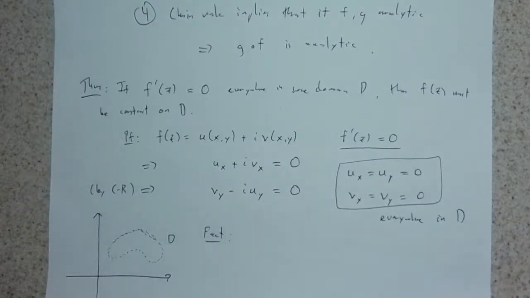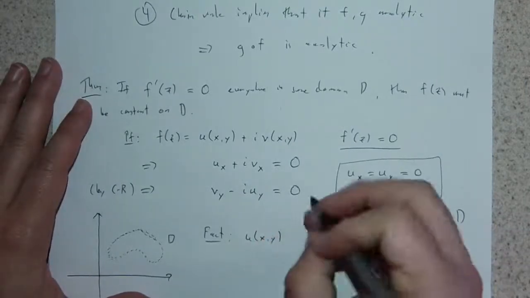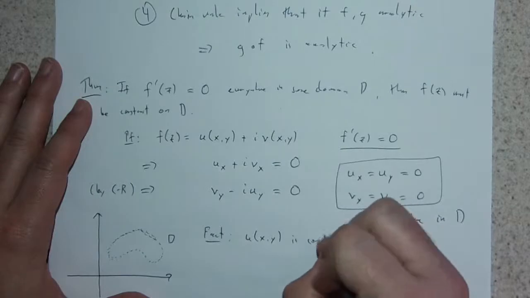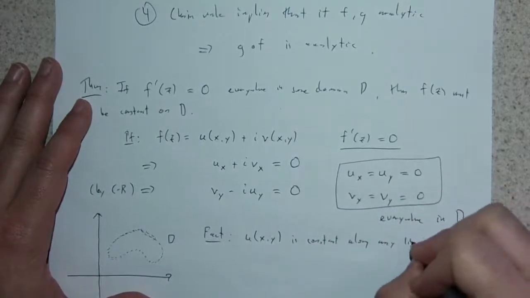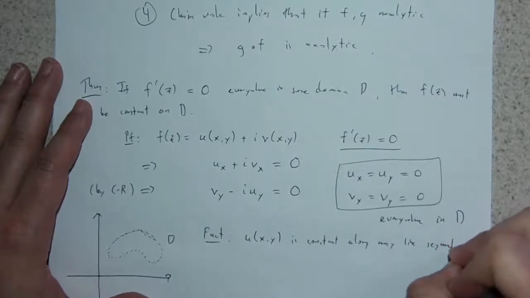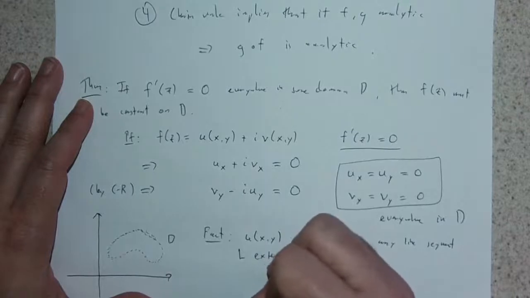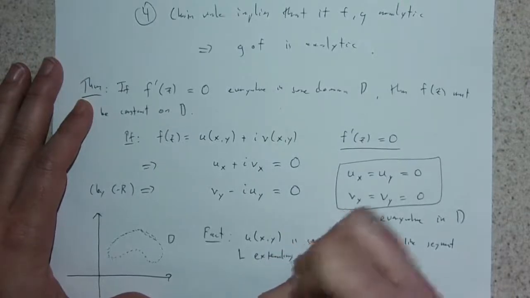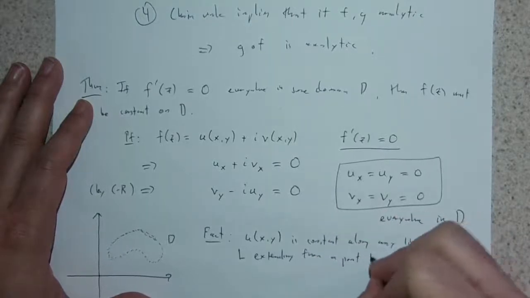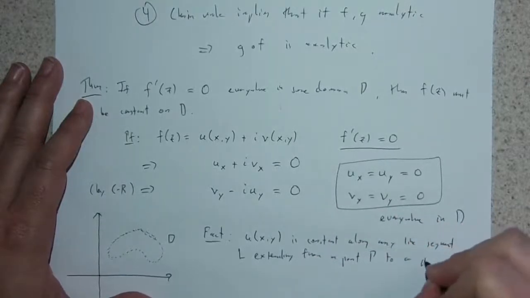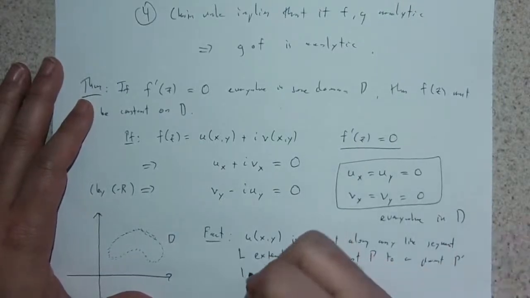For instance, u of x y is constant along any line segment L extending from a point P to a point P prime lying entirely in D.